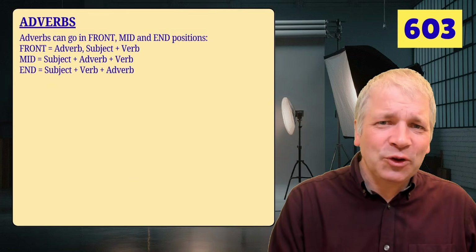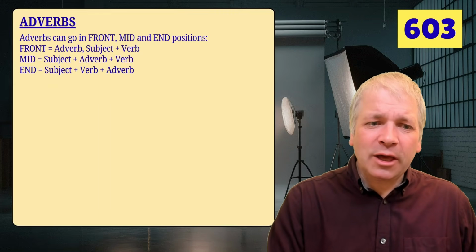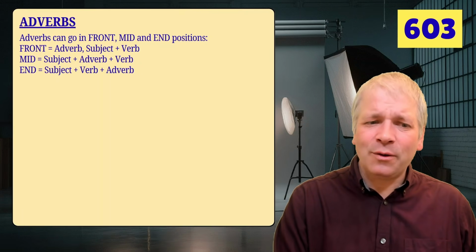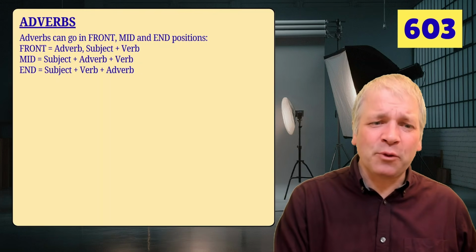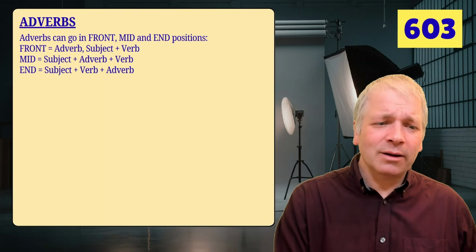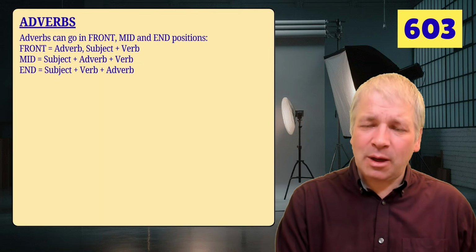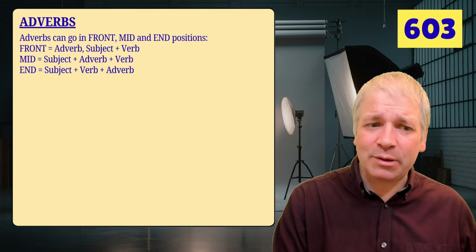Now we're going to move on to adverbs. Adverbs can go in different positions in sentences. I'm going to call them front, mid, and end. Front is where the adverb comes before the subject and the verb. Mid is where it's between the subject and the verb. And end is where it comes after the subject and verb. So that's how I'm going to categorize them.